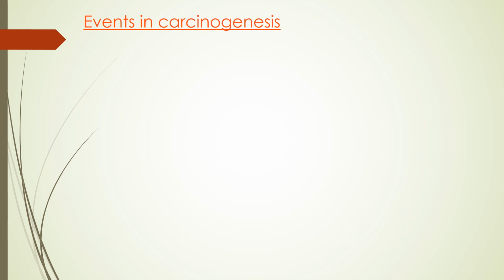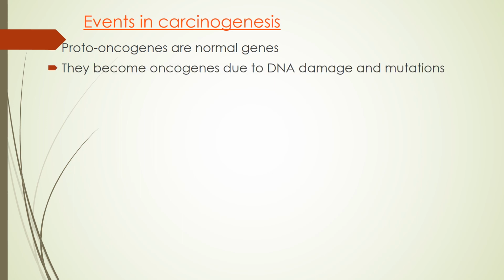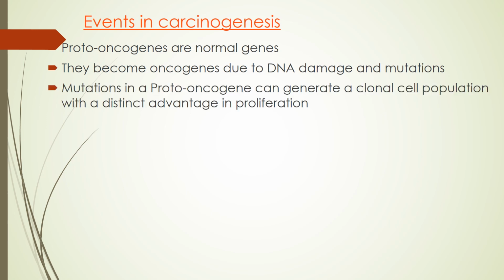Events in carcinogenesis. Proto-oncogenes are normal genes, as we have already discussed. They become oncogenes due to DNA damage and mutations. So now that normal gene, which was called a proto-oncogene, has become a malignant oncogene due to mutation, due to damage in the DNA system. Mutation in a proto-oncogene can generate an abnormal clonal cell population with a distinct advantage in proliferation.